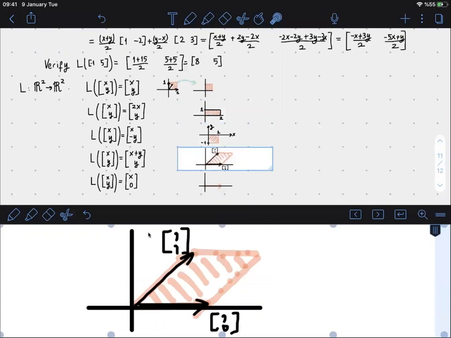And this one also has positive determinant, so I don't know what the area is. We can see, right? So what is the area? It's 1 times the height, 1. So it's 1 times 1, right? What is the area of the parallelogram?